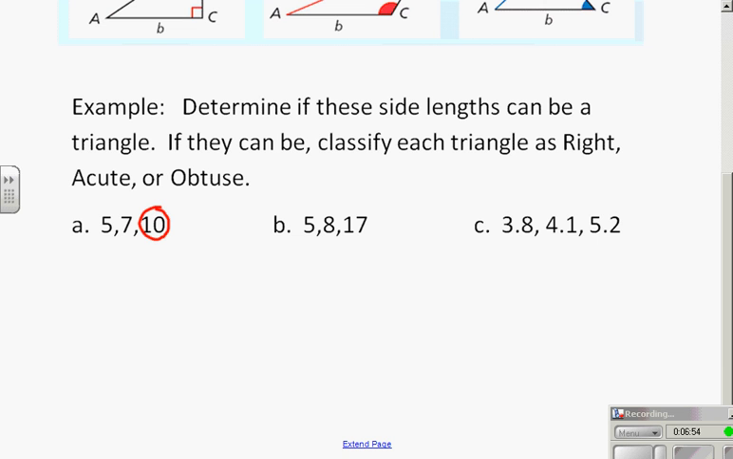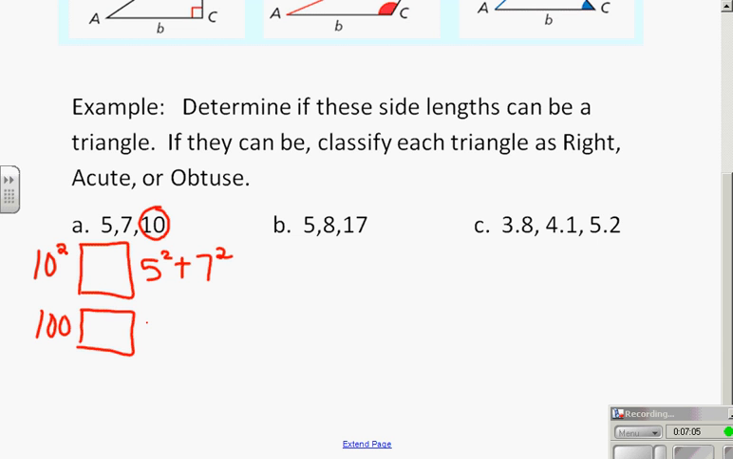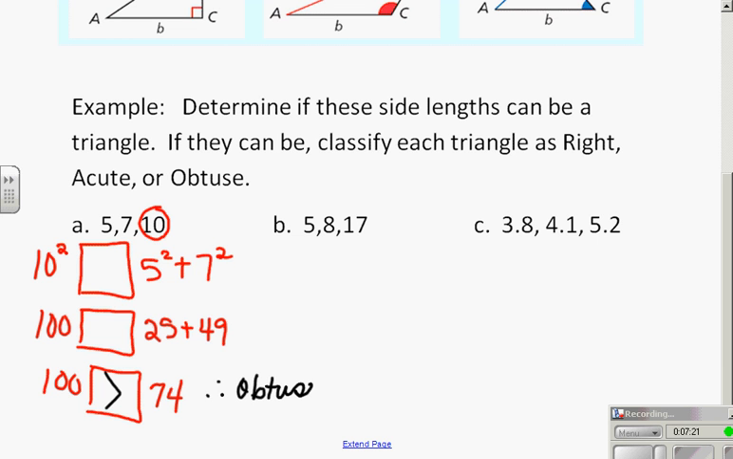So if we look at a couple of examples here, my biggest side is my hypotenuse, 10 squared, and we're going to use our elementary model of fill in the blank. How is 10 squared related to 5 squared plus 7 squared? Well, 100. How does that relate to 25 plus 49? Well, 100 in relation to 74. Well, of course, that means 100 is greater. Therefore, this is an obtuse triangle.